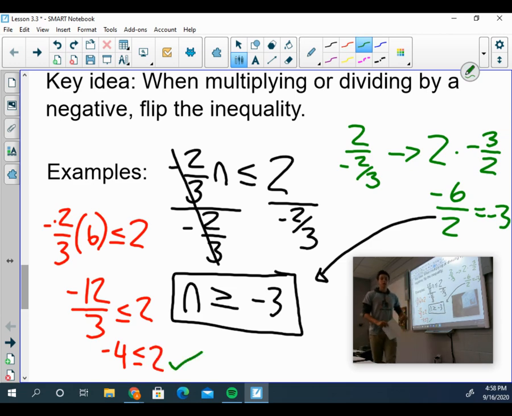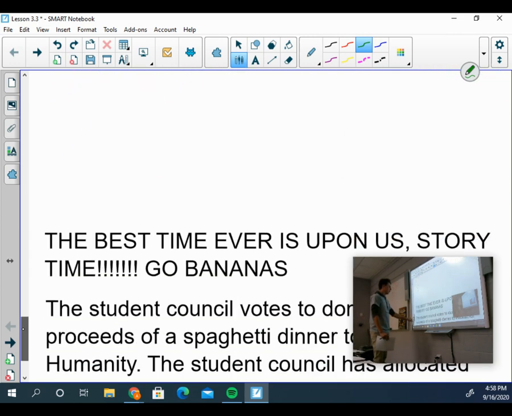Again, we are getting the variable by itself the same way we've been doing now for a couple weeks. The difference is we just got to remember to flip that sign if it is indeed negative.